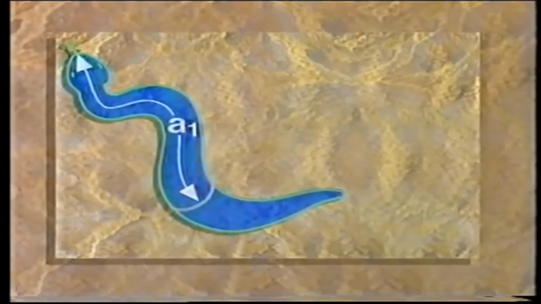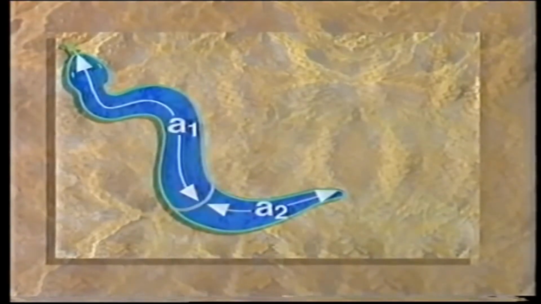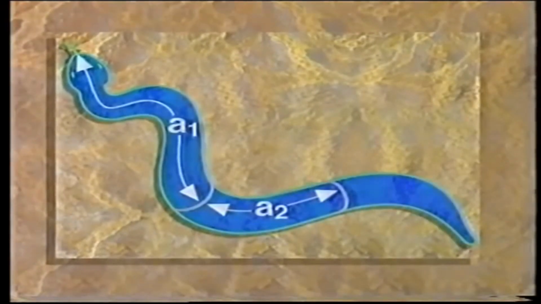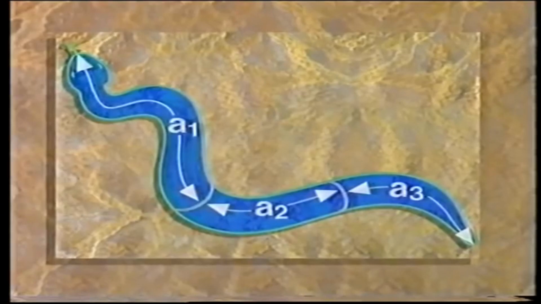I'll introduce the notion of a series by way of an analogy, a growing snake. Let A1 be its length at the end of year 1. During year 2, it has extra growth A2, so that at the end of year 2, its overall length is A1 plus A2. During year 3, it has extra growth A3, so that at the end of year 3, its overall length is A1 plus A2 plus A3, and so on.